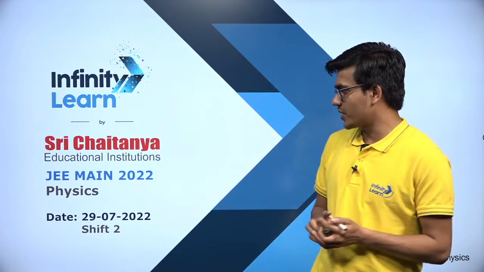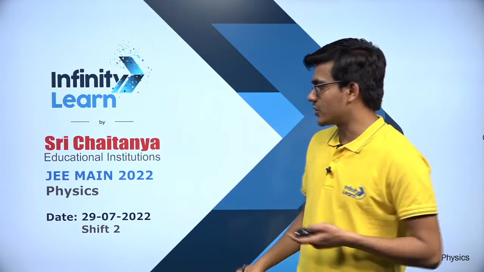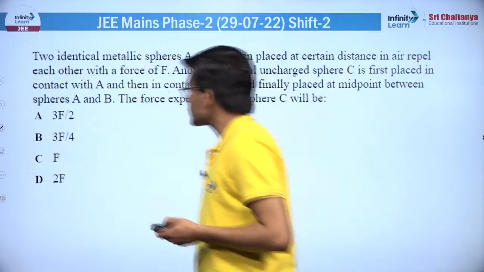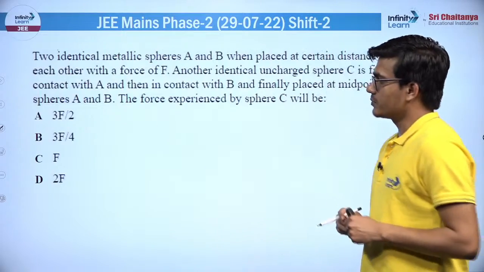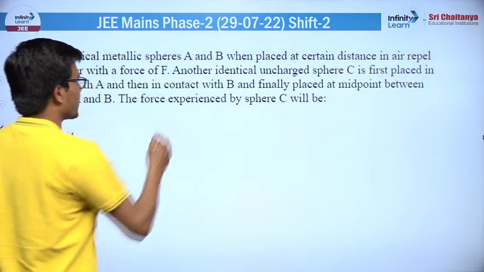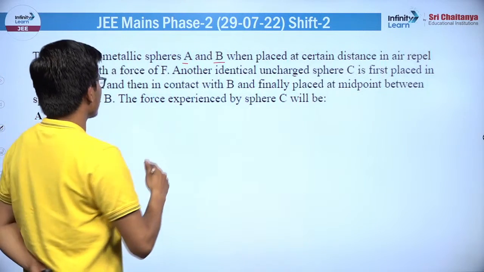Hello everyone. So today we are here to discuss the JEE Main solution of 29th July, the last attempt, the evening session. So starting from the first question, the question from electrostatics. So two identical metallic spheres A and B are there. When placed at a certain distance in air, repel each other with a force of F.